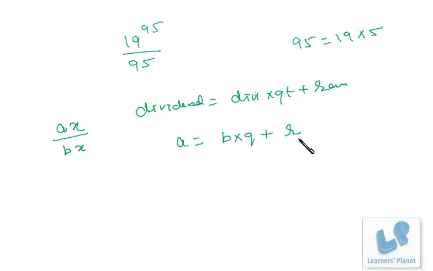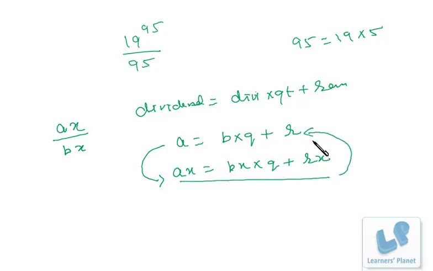Obviously, whatever the remainder you are getting over here. Now, if I multiply this expression by X, what will happen? AX is equal to BX into Q plus RX. Make the comparison. If A is divided by B, R is the remainder. If AX is divided by BX, then RX will be the remainder, right? You know this. So if you know this, by applying this, you can find out your remainder.